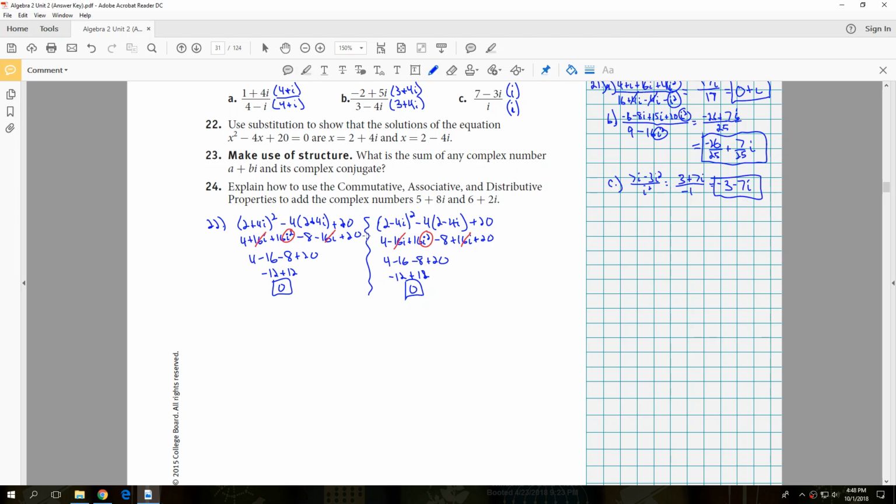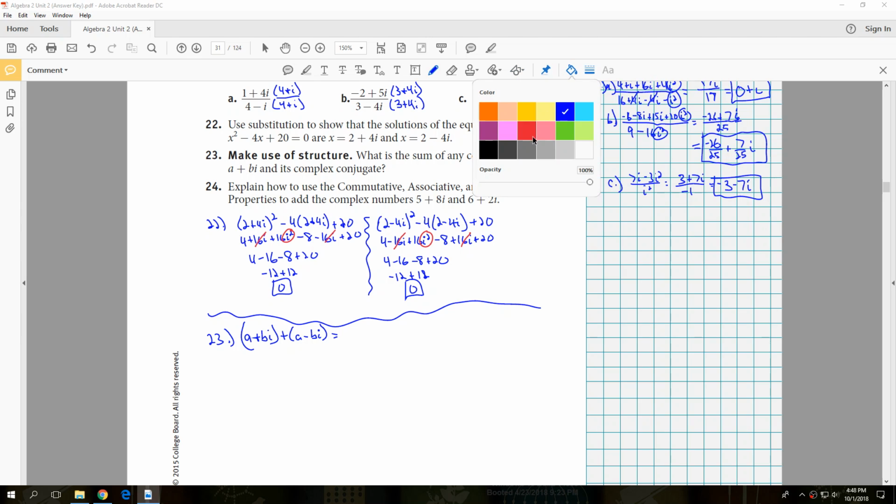Number 23, what is the sum of any complex number, a plus bi, and its conjugate? Let's put that one right here. So 23. A plus bi plus its conjugate, a minus bi, is equal to, well, these guys are going to cancel. And so you're just left with 2a.